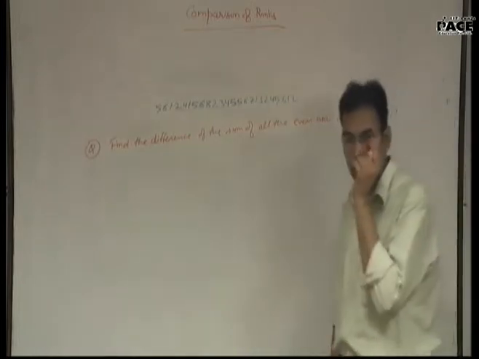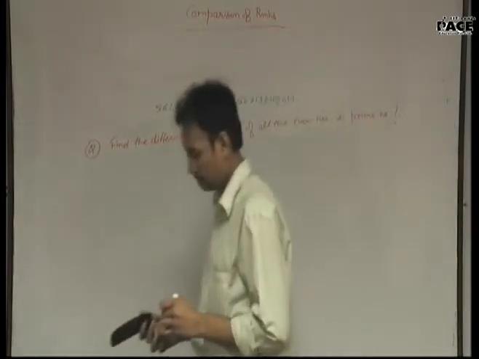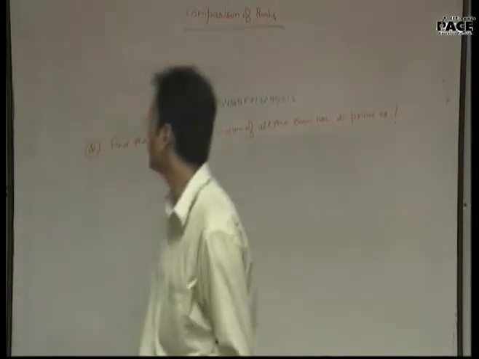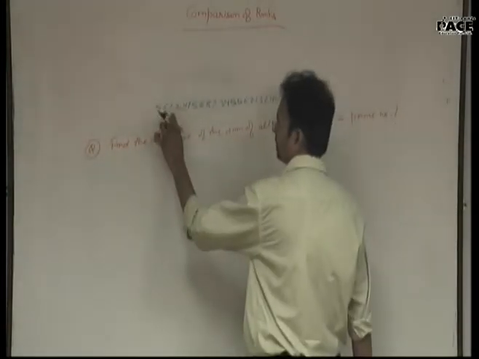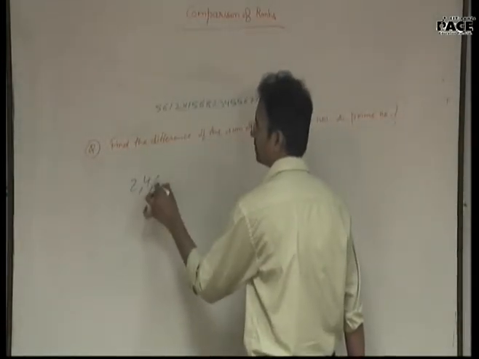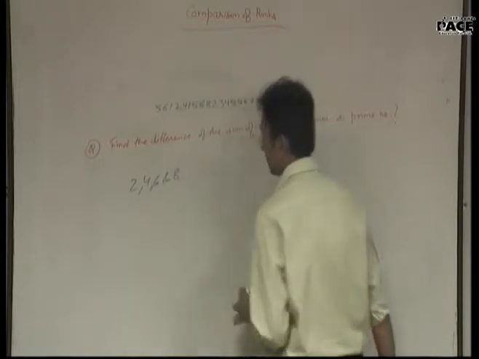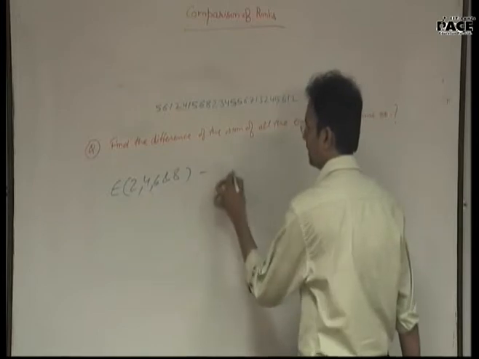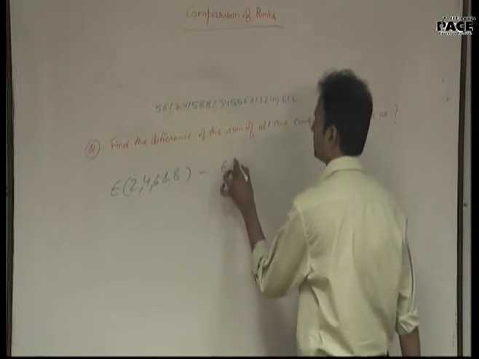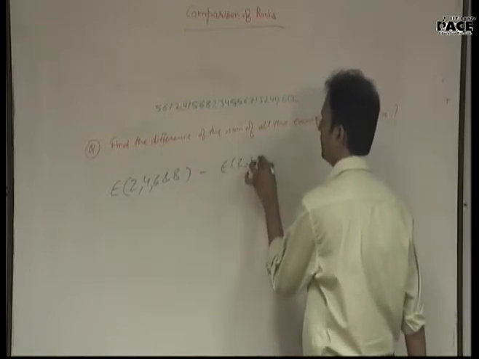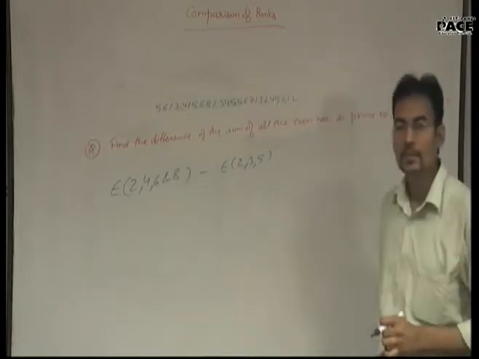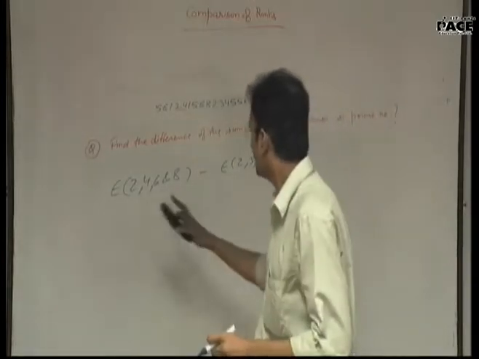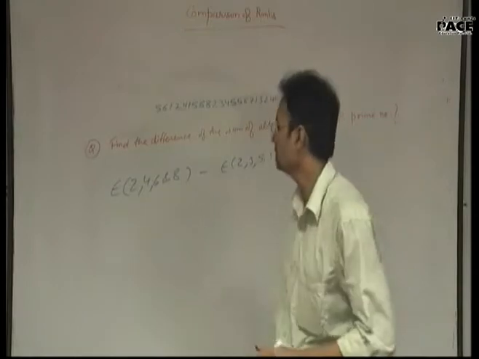Now we can take the sum of even numbers. Even numbers are 2, 4, 6 and 8. Summation of these numbers and minus summation of 2, 3 and 5. What we observe is that 2 is common in both the groups.